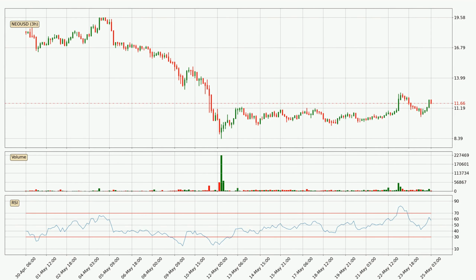Looking at the 3-hourly relative strength index, the current 3-hourly RSI is at 58, so there are currently no signs of the crypto being overbought or oversold.